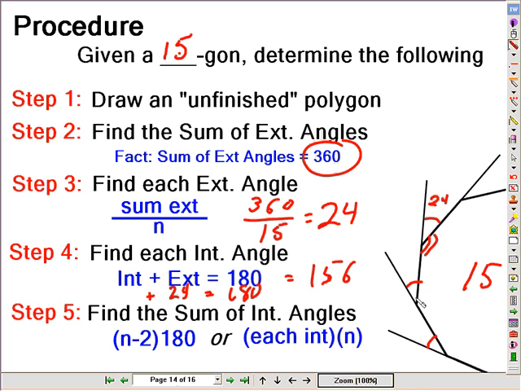So what's all of these interior angles added up? If they're all 156s and we have 15 of them, we could do 156 times 15. Or we also had a formula, as I said earlier, 15 take away 2, that's the number of triangles, 13 times 180, will give us that answer. I'll let you grab the calculator and figure that one out.